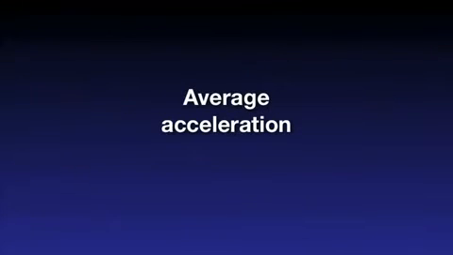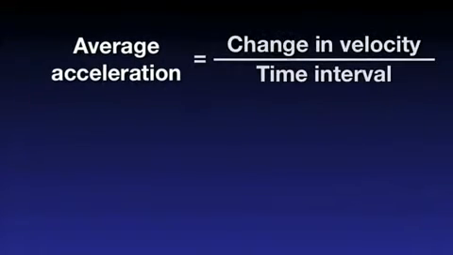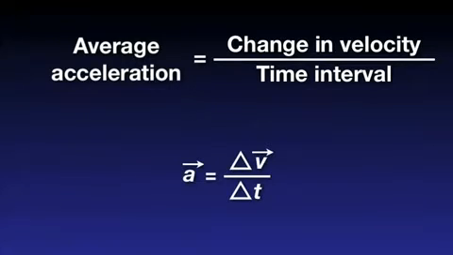In everyday conversation, to accelerate means to speed up. In physics, the meaning of the word acceleration is more general. Any object whose velocity is changing is said to be accelerating. The average acceleration is defined as the change in velocity divided by the time interval over which that change occurs. Using the notation introduced earlier, the acceleration is delta v over delta t.